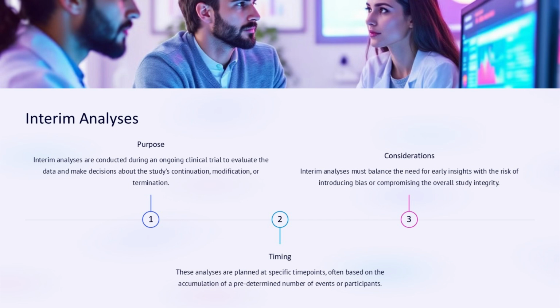Interim analyses are a crucial part of clinical trials, allowing us to evaluate the data and make important decisions about the study's direction. The purpose of these analyses is to gain insights that can inform whether the trial should continue as planned, be modified, or even terminated. Timing is key. These analyses are scheduled at specific points, often based on the number of events or participants that have been observed so far. However, we must balance the need for these early insights with the risk of introducing bias or compromising the overall integrity of the study. Careful planning and execution of interim analyses is essential to ensure we make the best decisions for the trial and the participants.